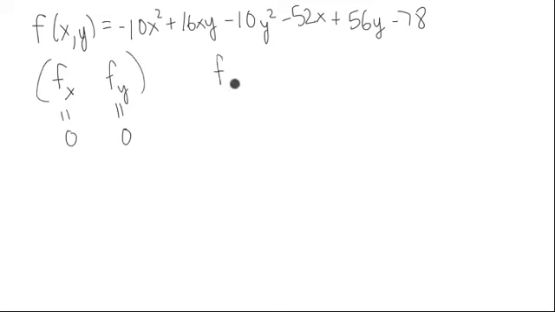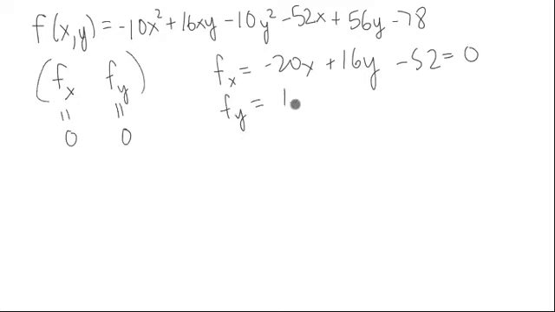So fx is negative 20x plus 16y minus 52, and we want that to be 0. Then we have fy, and that's going to be 16x minus 20y plus 56, and we set that equal to 0. All right, so we have these two equations set equal to 0.